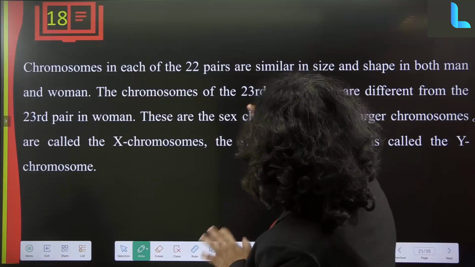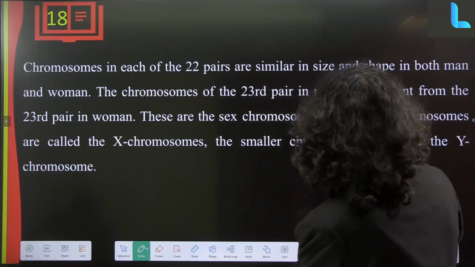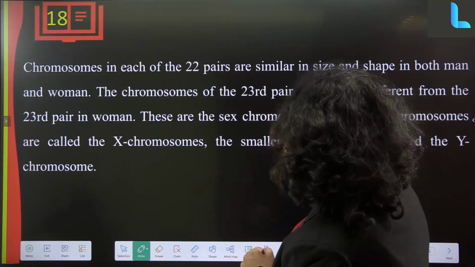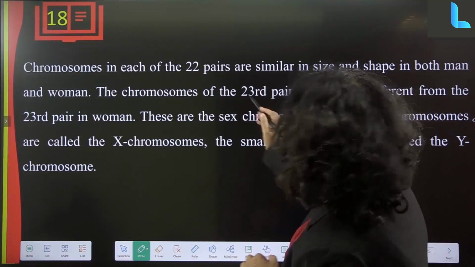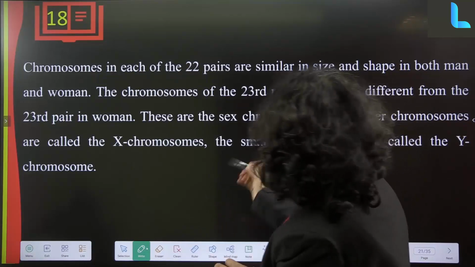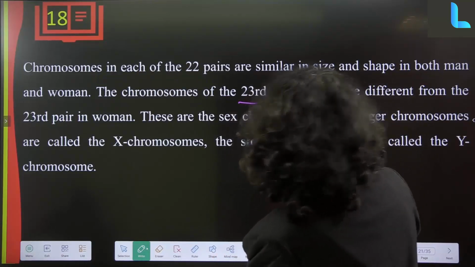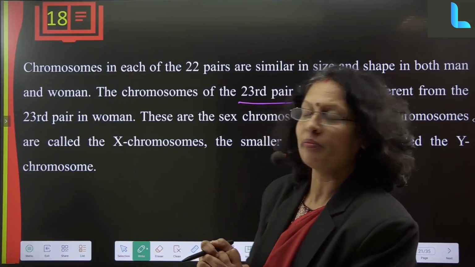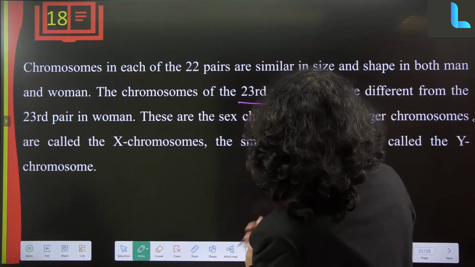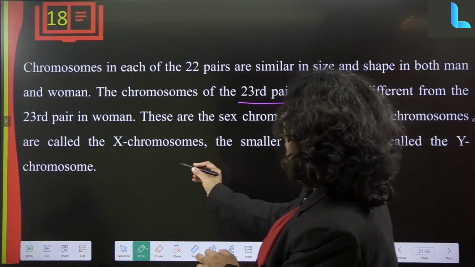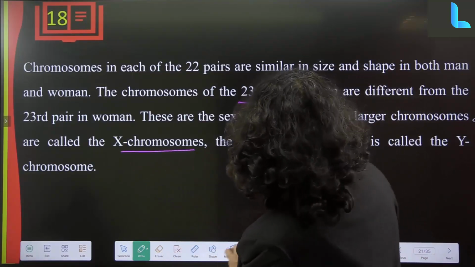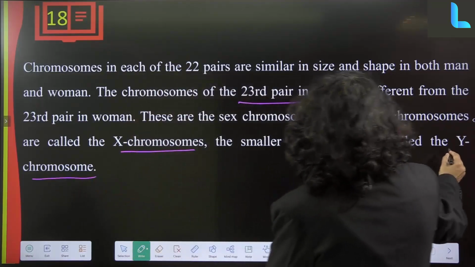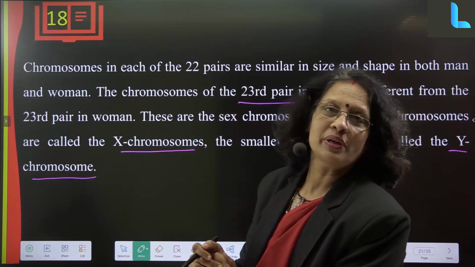Now, chromosomes in each of the 22 pairs are similar in size and shape in both men and women. The 22 pairs are common. The 23rd pair in men is different from the 23rd pair in women. That is the only difference. These are the sex chromosomes. The larger chromosome is called the X chromosome, and the smaller chromosome is called the Y chromosome. You understand? So these are the differences in the 23rd pair we are talking about.